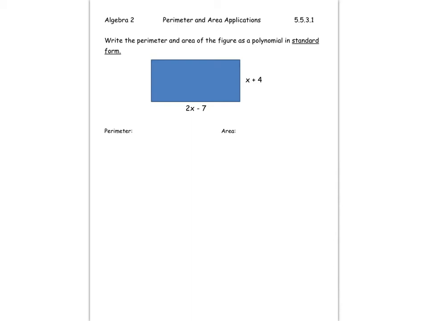The common mistake people make is looking just at the numbers that are written and forgetting that there's an x plus 4 over here and there's a 2x minus 7 up here because that's a rectangle. So when we're adding all the sides for perimeter, we want to make sure we add the 2x minus 7 plus a 2x minus 7 plus an x plus 4 and plus another x plus 4. Add all 4 sides for the perimeter of that shape.